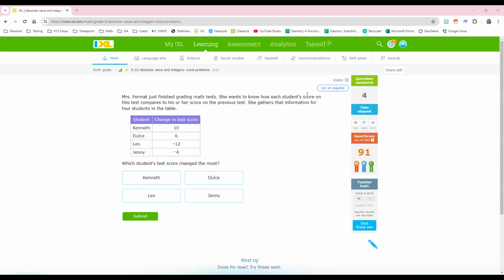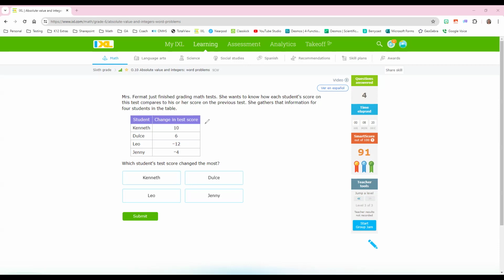All right, let's do one final example here together. So Mrs. Fermat just finished grading math tests. She wants to know how each student's score on the test compares to his or her score on the previous test. She gathers that information for 4 students in the table. So we have Kenneth, Deleuze, Leo, and Ginny. Whose student's test score changed the most? So again, it doesn't matter if it's not asking who increased the most or who decreased the most. We just want to know who changed the most. So we're going to look at this in terms of absolute value.